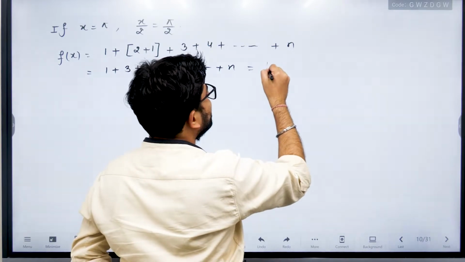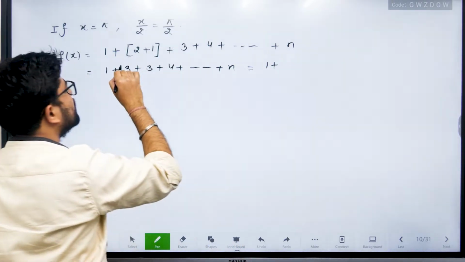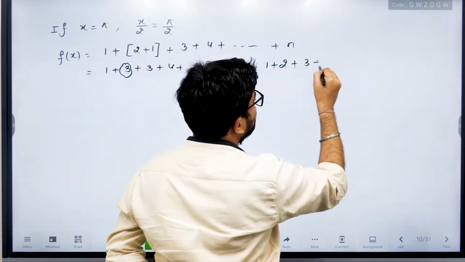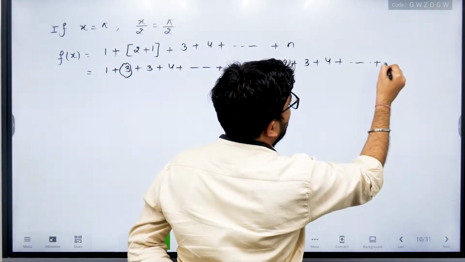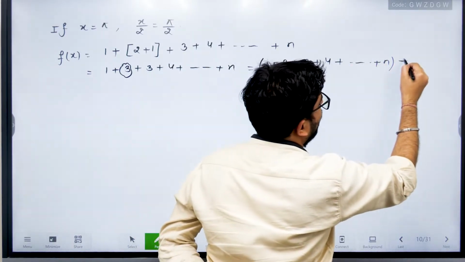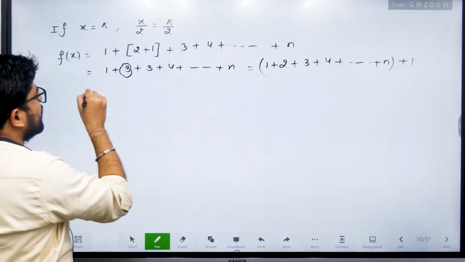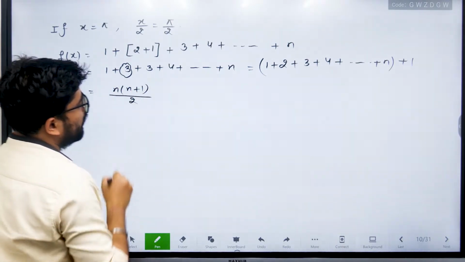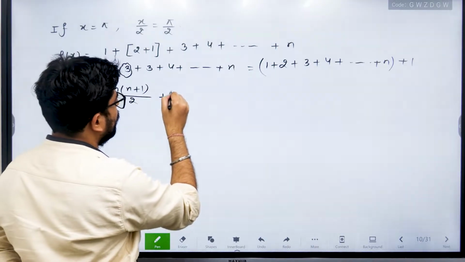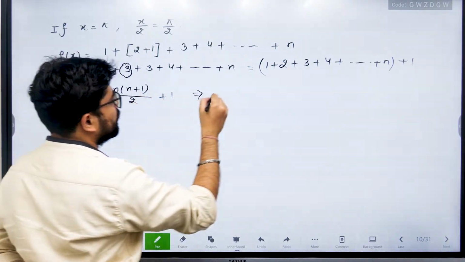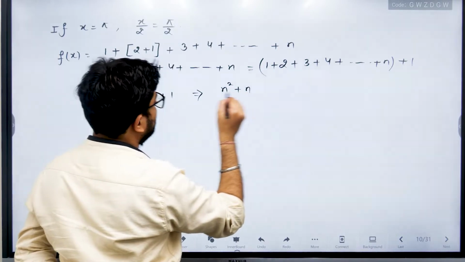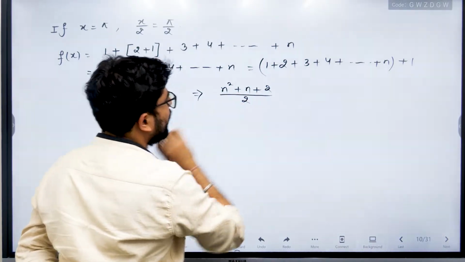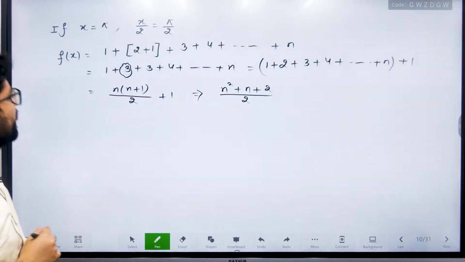Now that thing is 1 plus, this 3 can be written as 2 plus 1. So you can say this is 2 plus 3 plus 4 plus till n, and that 1 also. Okay, so this thing is n(n plus 1)/2, plus 1. So when you simplify it, you will get what? (n square plus n plus 2) divided by 2. Okay, this is the value at pi.